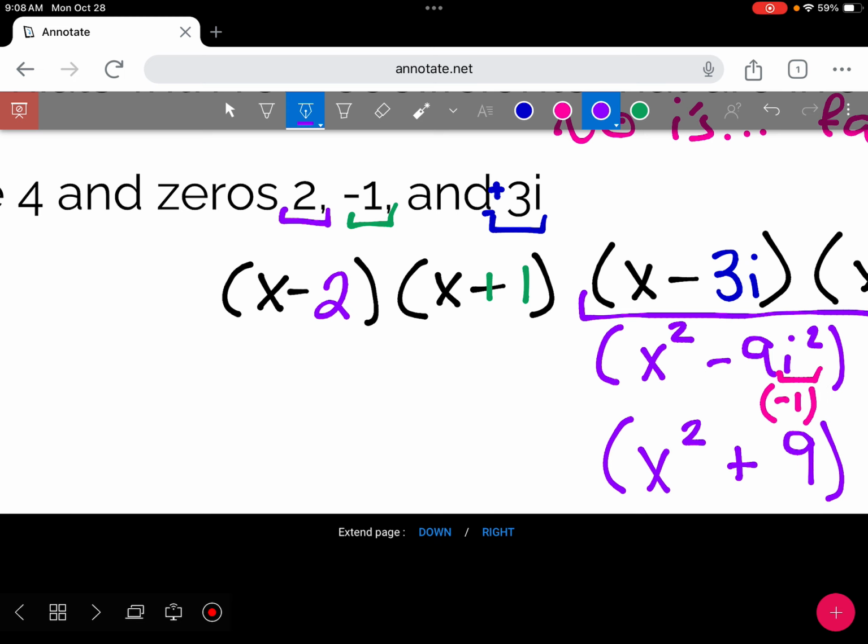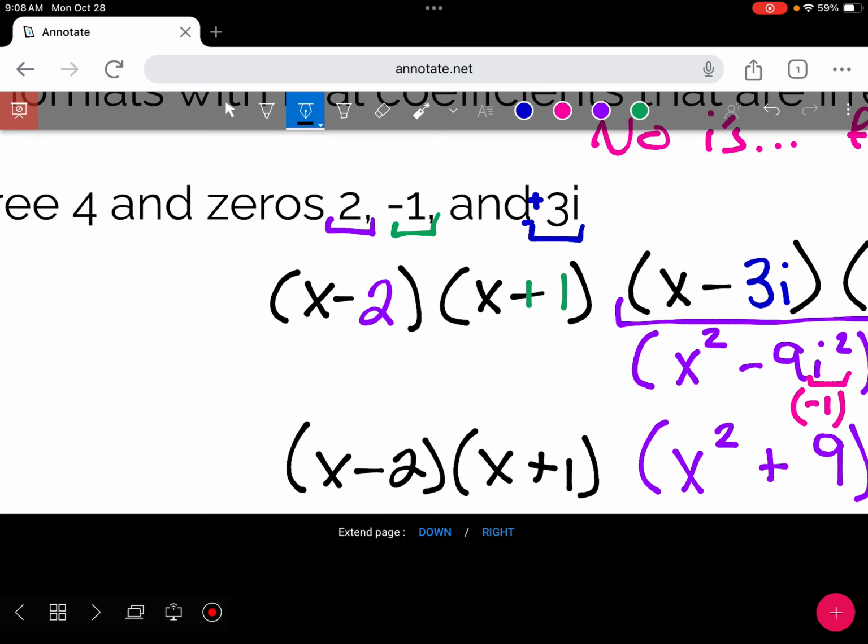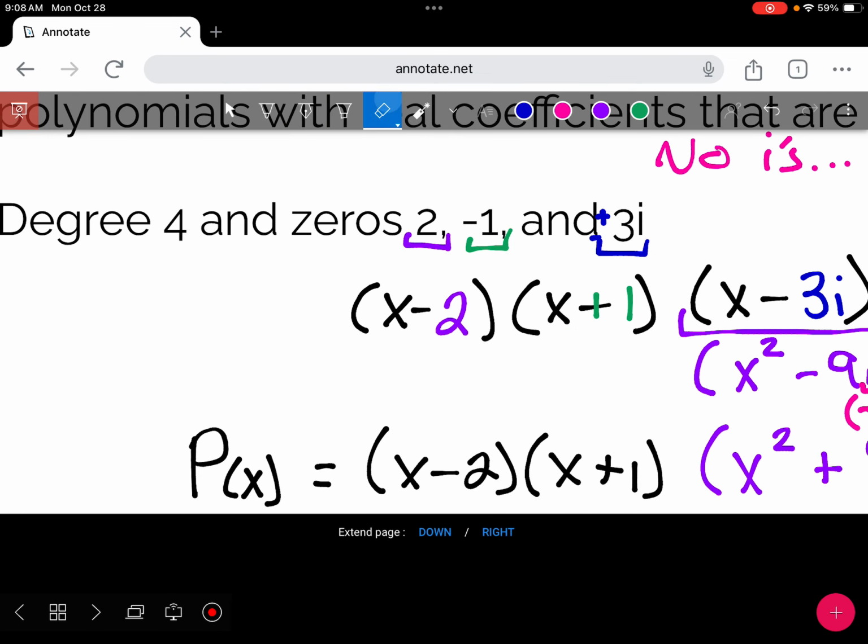So our polynomial that is irreducible is going to be our x plus 1, our x minus 2, and our x squared plus 9 as our function, as our p of x, f of x, whatever you want to call it. I guess they do say f of x in the instructions, so I'm going to switch to an f just because they say f.